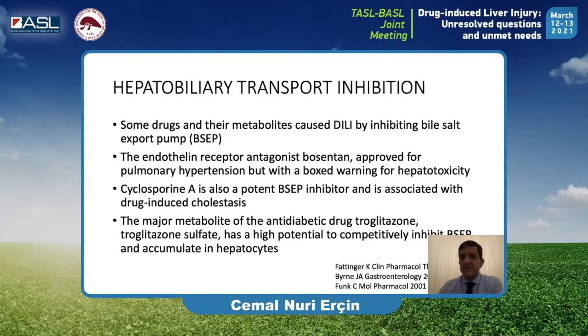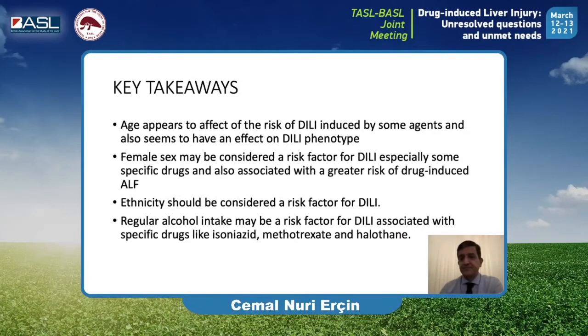A well-characterized BSEP inhibitor is the endothelin receptor antagonist bosentan, approved for pulmonary hypertension. Cyclosporin A is also a potent BSEP inhibitor and is associated with drug-induced cholestasis in clinical practice. The major metabolite of the antidiabetic drug troglitazone, troglitazone sulfate, has a high potential to competitively inhibit BSEP and accumulate in hepatocytes. As a conclusion, age appears to affect the risk of DILI induced by some agents and also seems to have an effect on DILI phenotype.